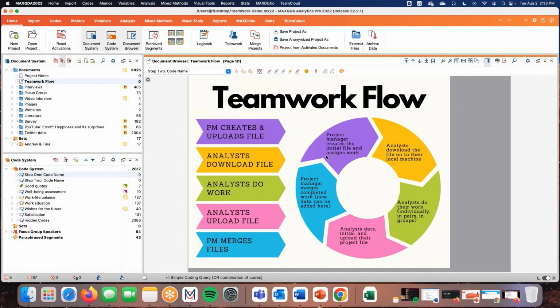Analysts then download the file onto their local machine. So if you're working in Teams, this is probably going to be done virtually. So you'll have a pair of folks working over Zoom or Microsoft Teams in our case. And one person will have the file open and they'll screen share, and then they'll do the coding together.